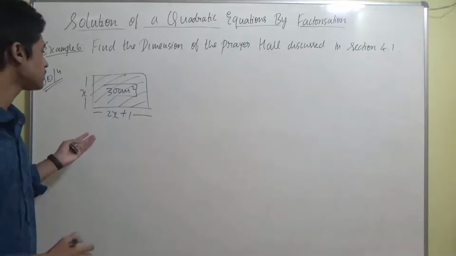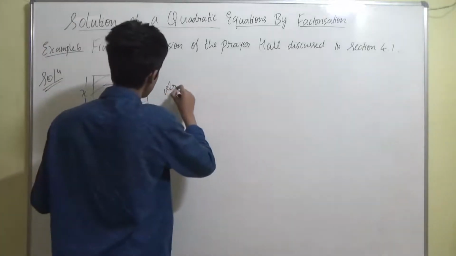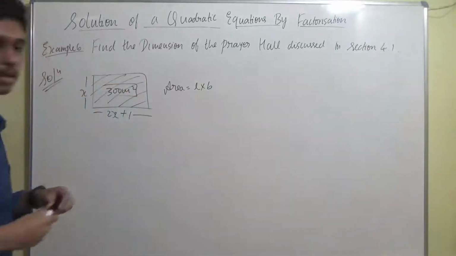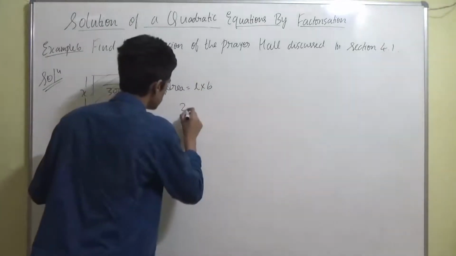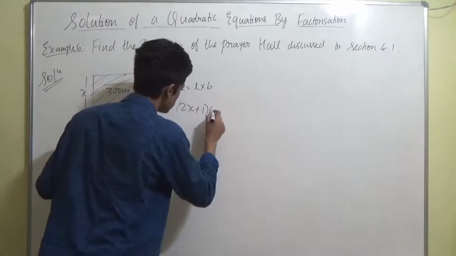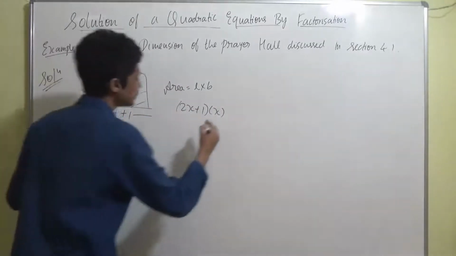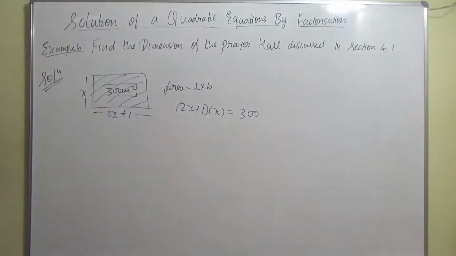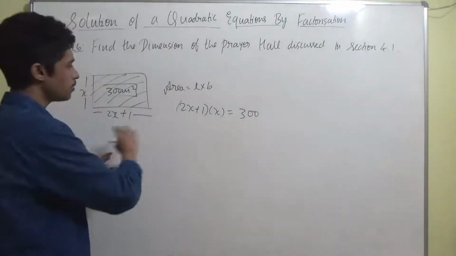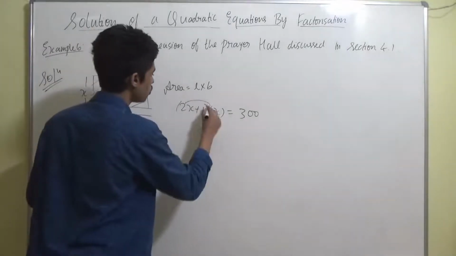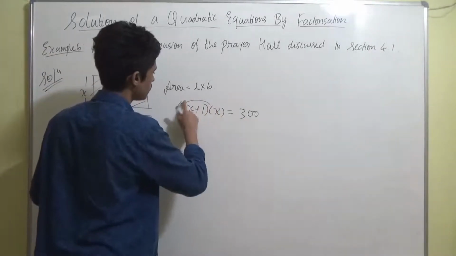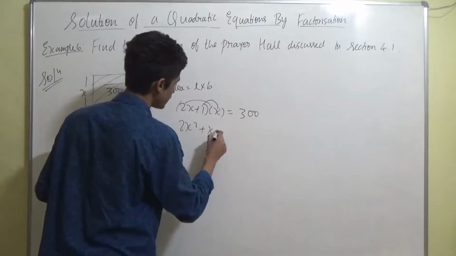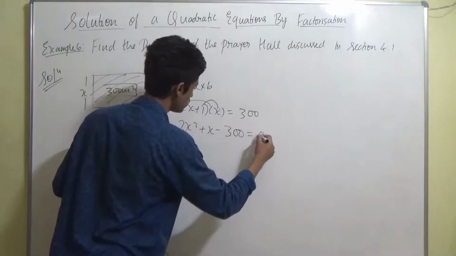So what is area, guys? Area of a rectangle is length into breadth, correct? So if we do length into breadth, it is (2x plus 1) into x is equal to 300, right? This is the formula. So we are just using the formula and doing the question. Now let's open this up. It becomes 2x square plus x minus 300 equal to 0.